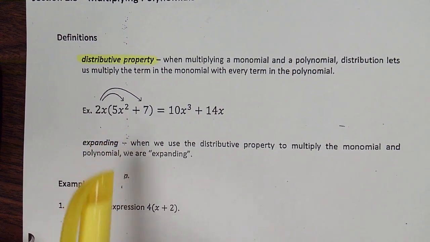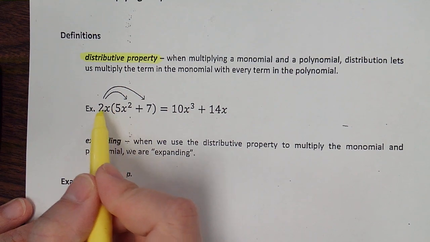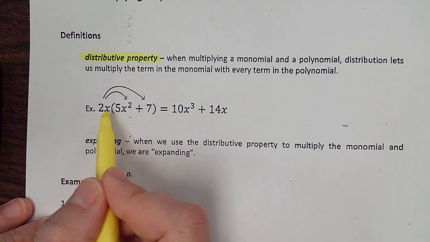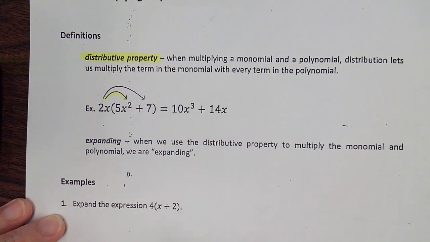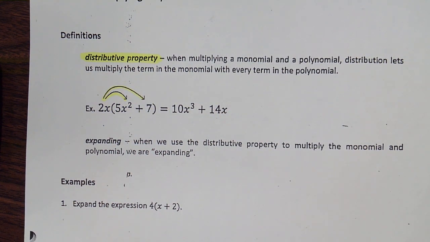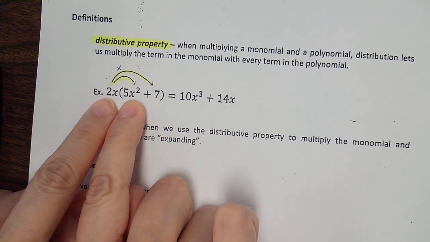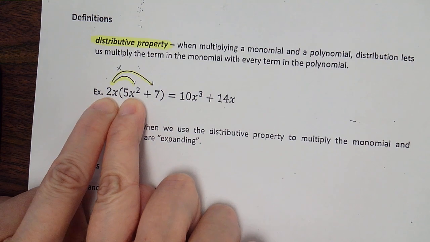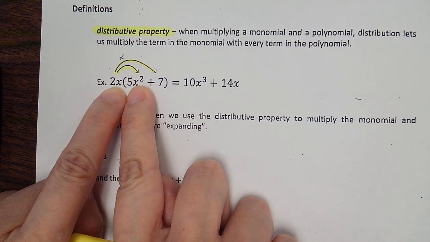inside the polynomial. So for example, right here, notice there's no space between them, they are side by side. It means multiplication. So I have to multiply that 2x to the 5x squared, and I have to multiply that 2x to the 7. So each time I'm multiplying. Okay? When you multiply, I get 10. Where did the x cubed come from? How do I get x cubed? Yep. Because you multiply the x.